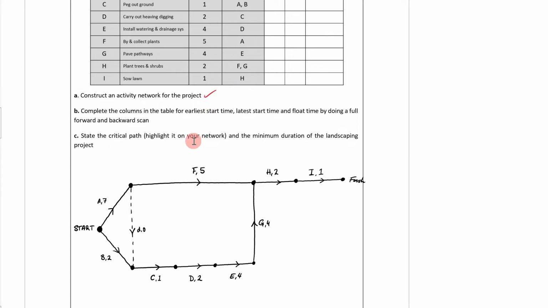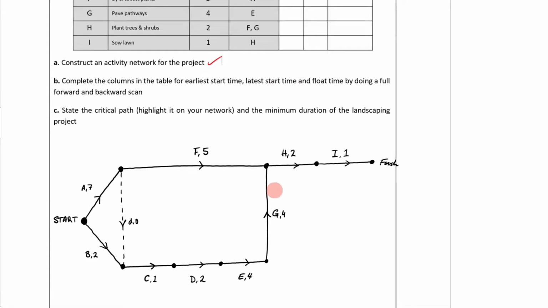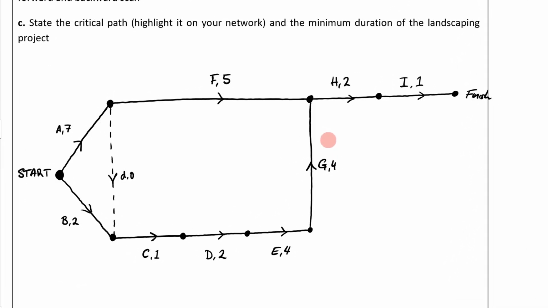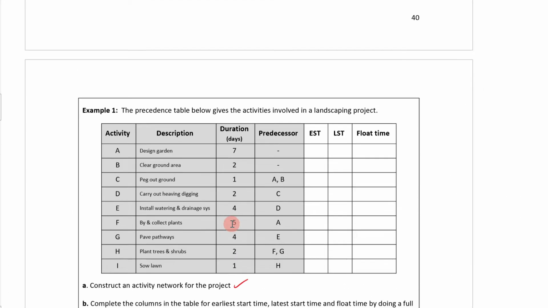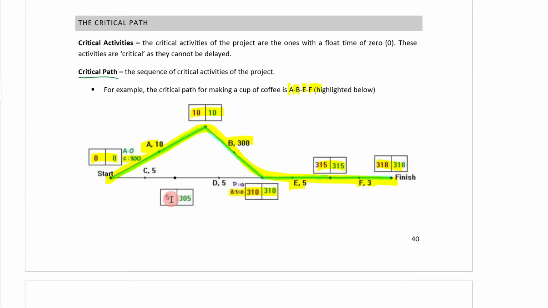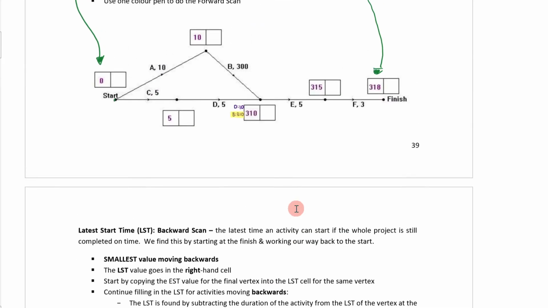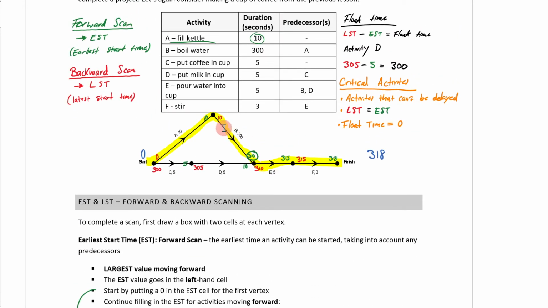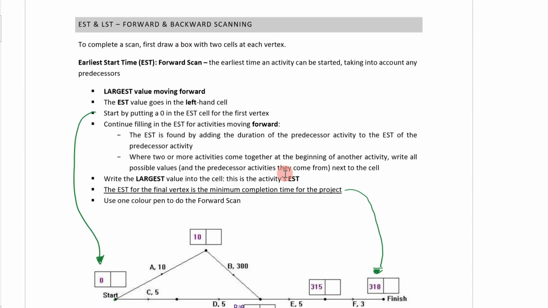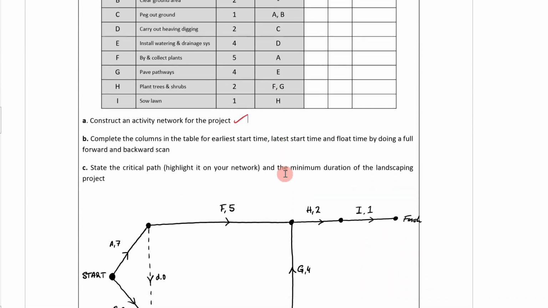All right. It then says, complete the columns in the table for the early start time, the later start time, the float time by doing a forward and backward scan. So we're now going to come here and we're going to do a forward and backward scan. And just before we begin, let me just say, I'm not going to be using this method where we have boxes everywhere. Rather, I'm going to be using the method that we did at the very beginning when we're doing this. So we're going to begin right now.